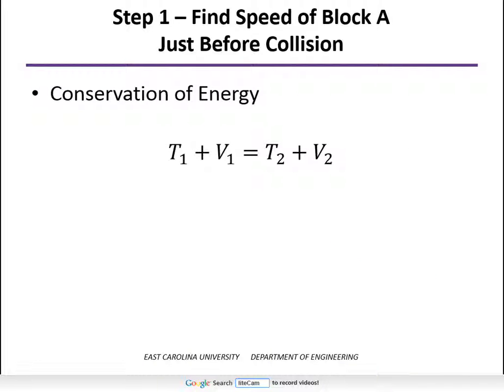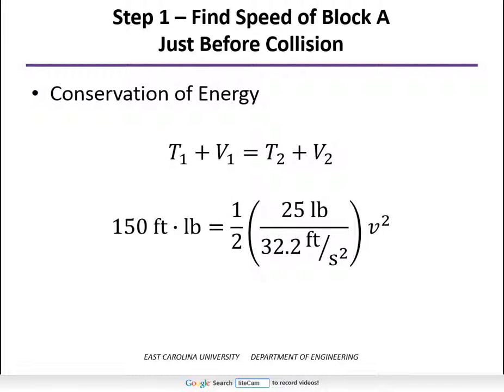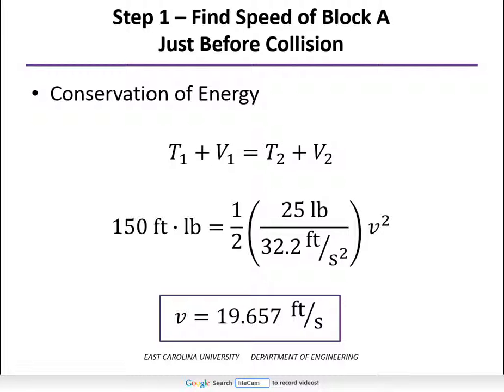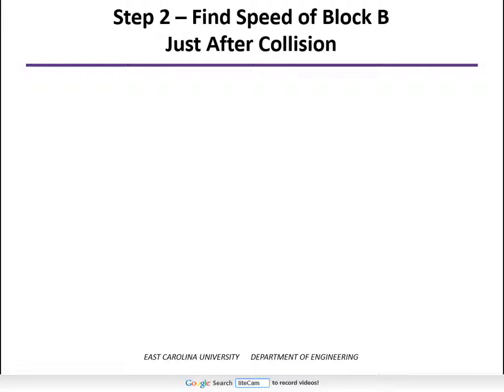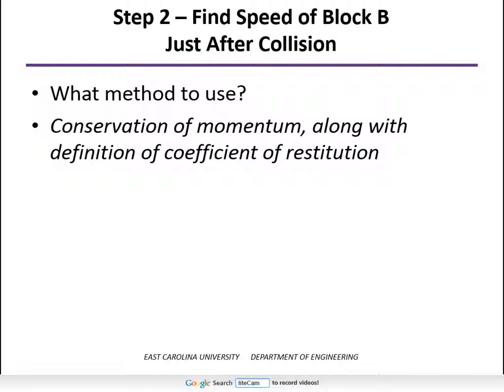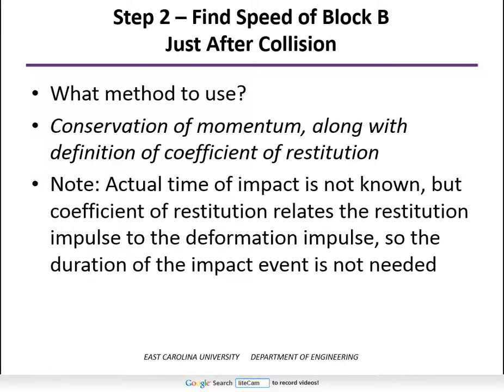So setting the initial energy equal to the final energy, we can solve for v, which in this case is 19.6 feet per second, right before we collide with block B. Okay. Now, our next step, after the collision, how fast is block B going to be going? And what method do we use here? Well, whenever we have an impact, what we use is the conservation of momentum. And along with that, we have a coefficient of restitution defined, so we have to use that as well.